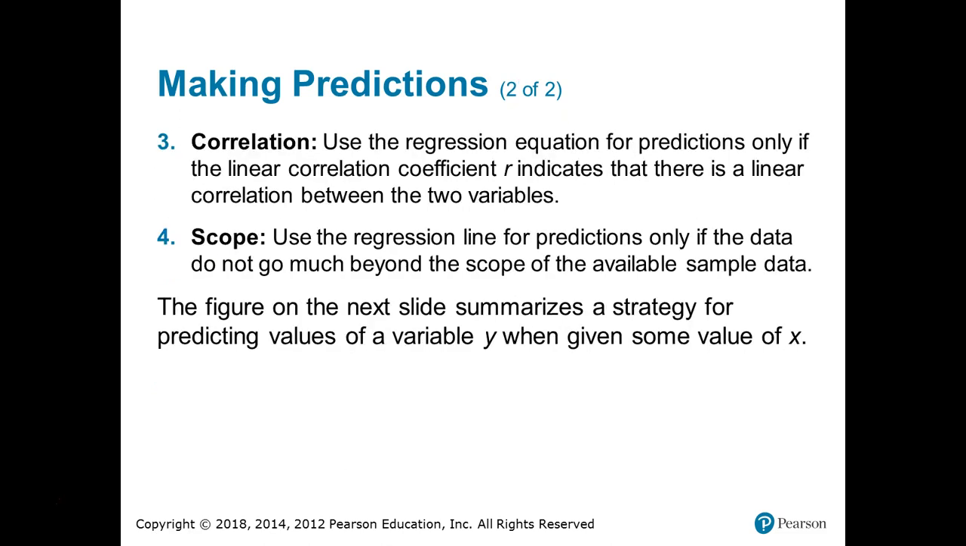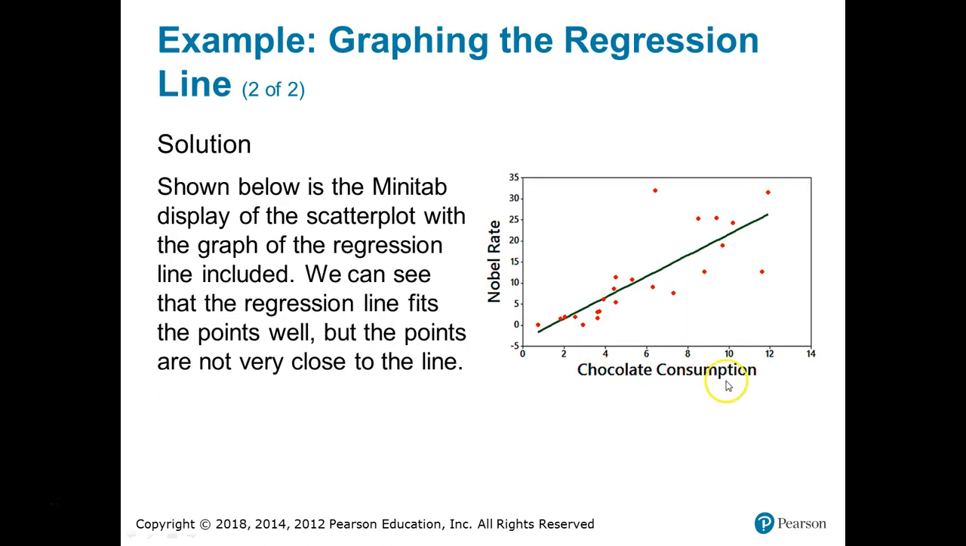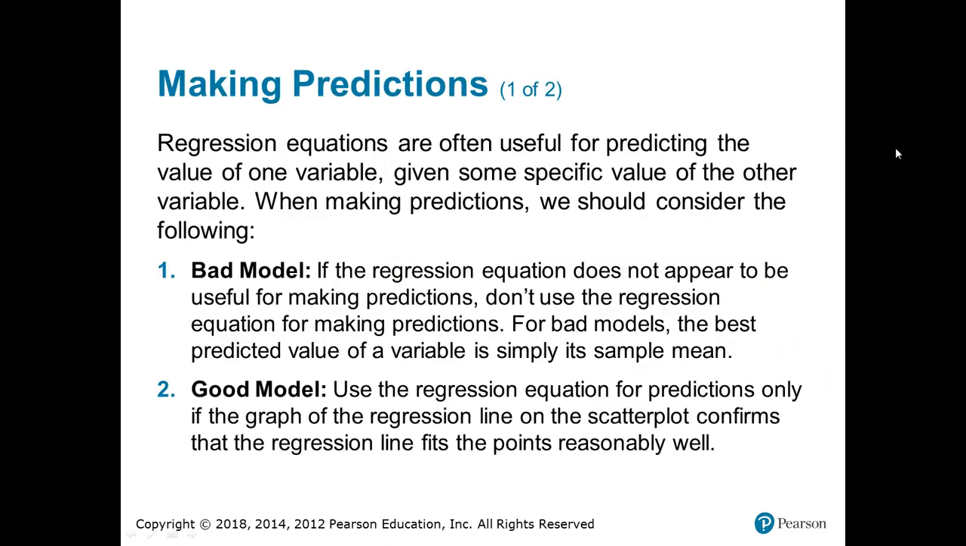It's kind of self-explanatory. Third, correlation: we use the regression equation for predictions only if the linear correlation coefficient r indicates that there is a linear correlation. And then scope: we use the regression line for predictions only if the data do not go beyond the scope of the available sample data. So you wouldn't want to extrapolate values beyond the limits. You wouldn't want to figure out, okay, what if the chocolate consumption was 20? Let's just project that further. You wouldn't want to do that. You want to keep it within the limits of the sample data.